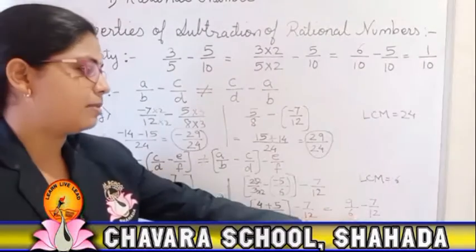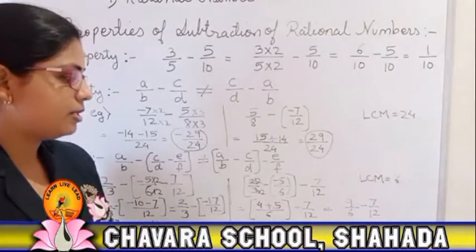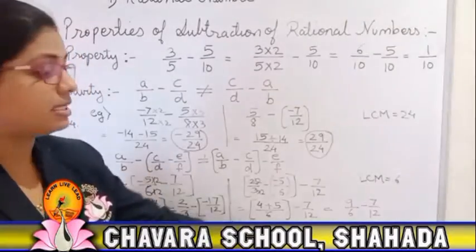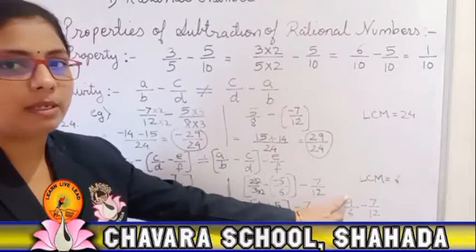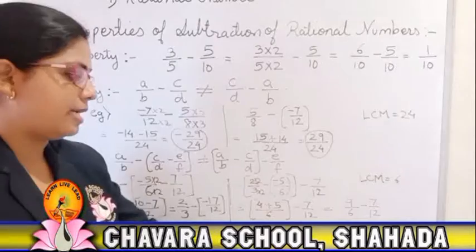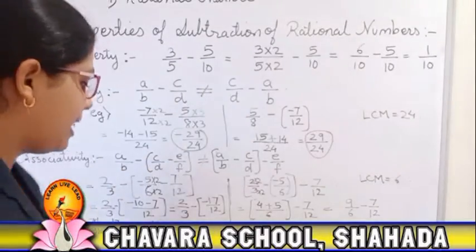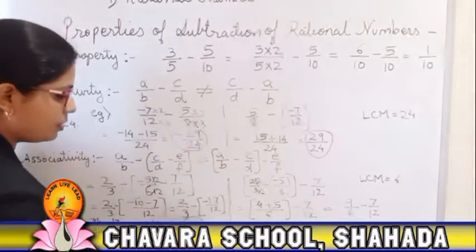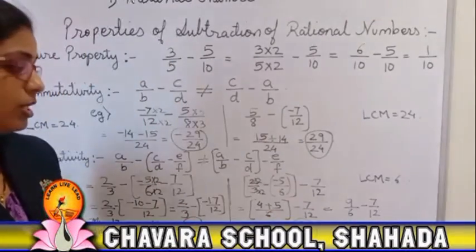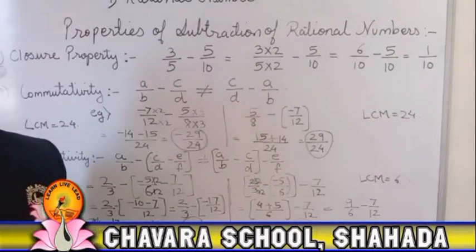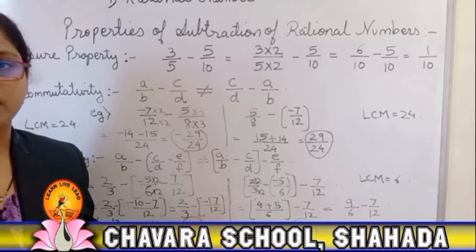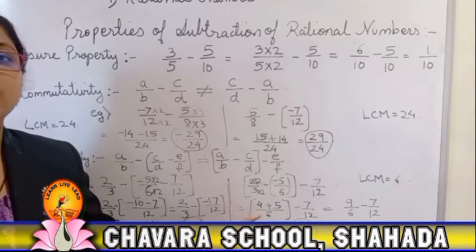So the LCM will be 12 here, and then afterwards we solve accordingly. 6 multiplied by 2 and 9 multiplied by 2, it will be 18 minus 7 upon 12, and we get the answer 11 upon 12. You can notice here 25 upon 12, and here we get 11 upon 12. So we can say that the answers are not associative, we cannot verify this property here. The answers are unequal.